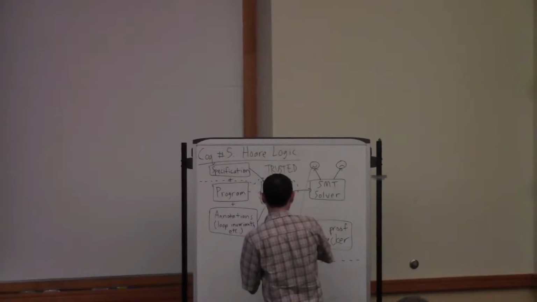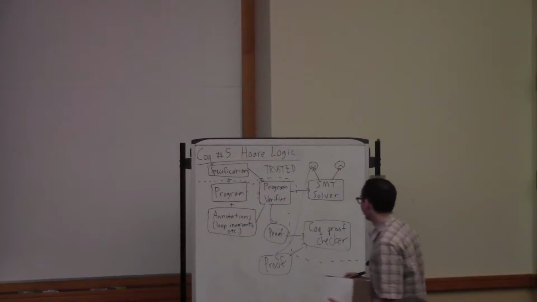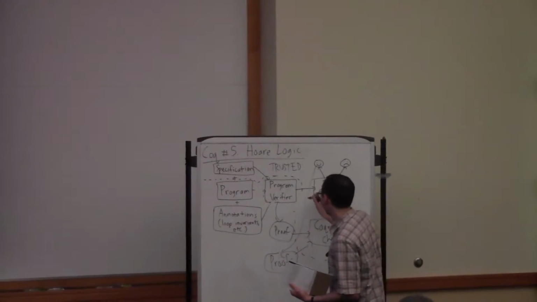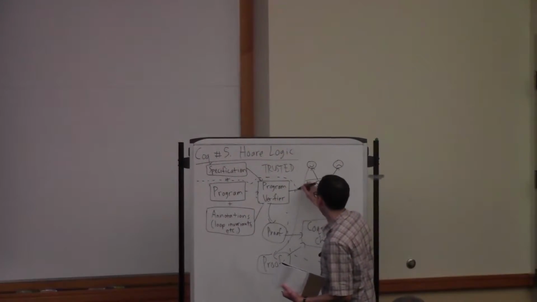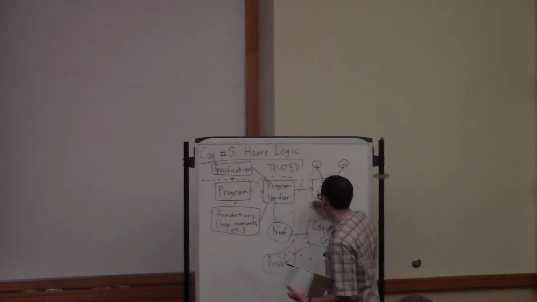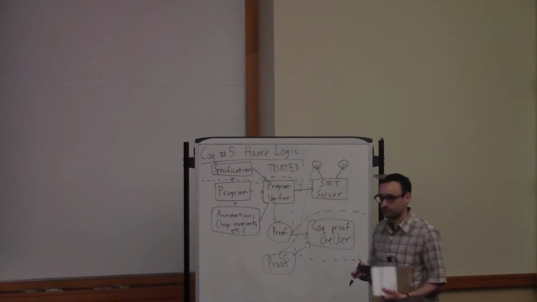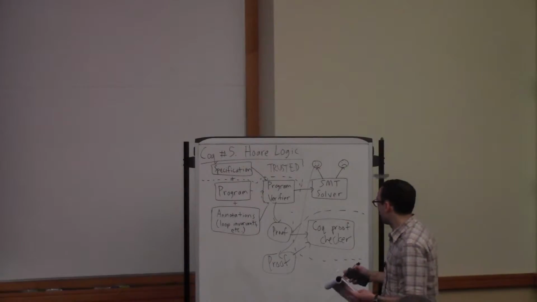how am I going to draw this? This is getting geometrically difficult. I'll just make 2 blobs. The things that are trusted are now the spec and the proof checker. So that's one way to do this.